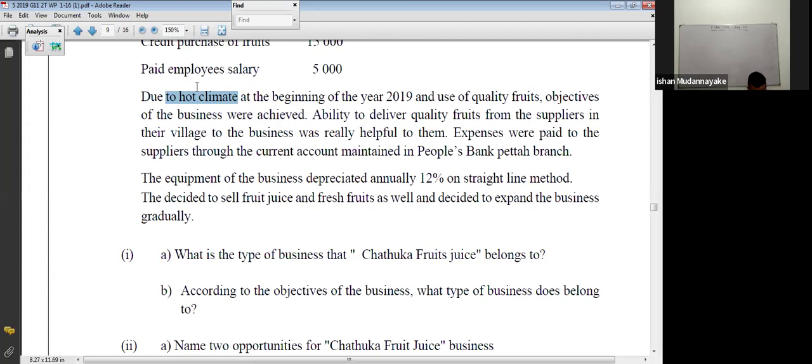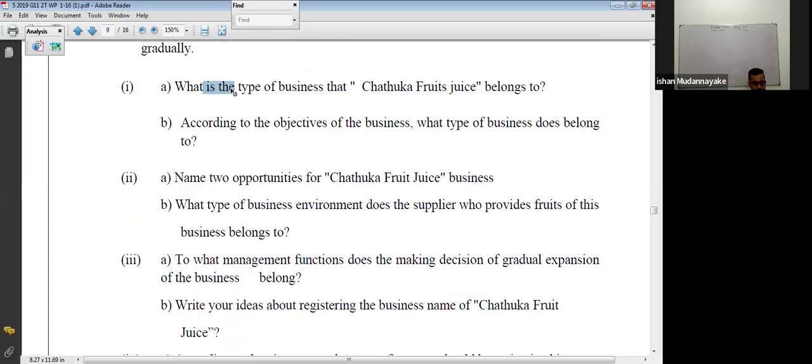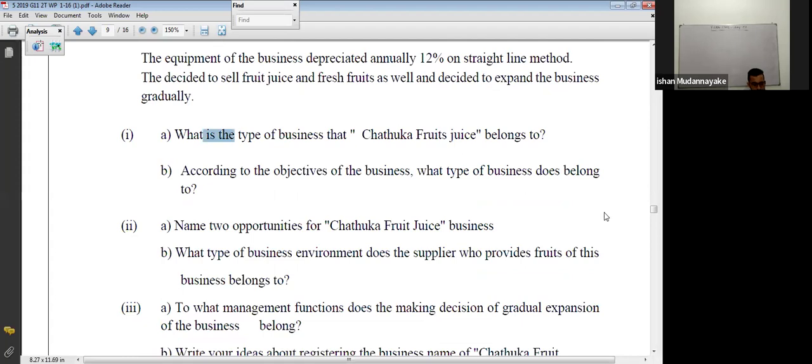Again, problem number one: what is the type of business that Chatuka Fruit Juice belongs to? What type of business organization? What type of business is this? Apsari, what type of business? Austin, what type of business? Okay, what's the answer? Partnership business. Yes, very good. Partnership business. Open the mic and give me answers. I can't read messages.